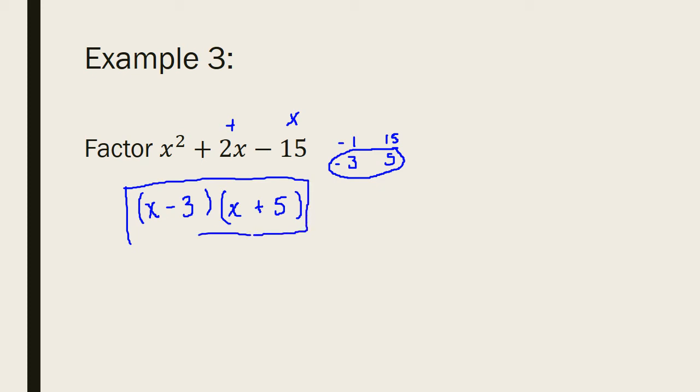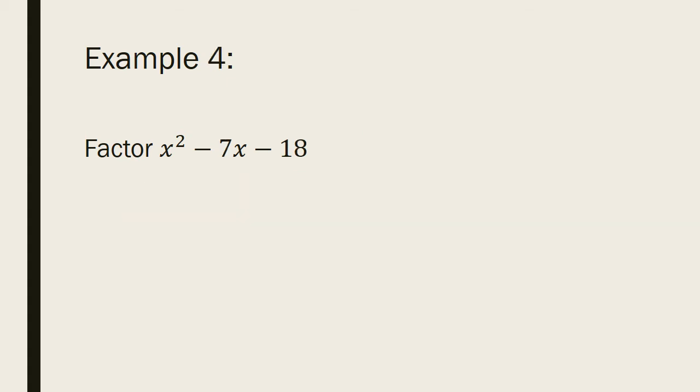The better you are at your multiplication facts, the easier these are going to be. And sometimes you're not even going to need to write out on the side the factors of 15. Sometimes you'll just know exactly what it is. Let's look at example 4.